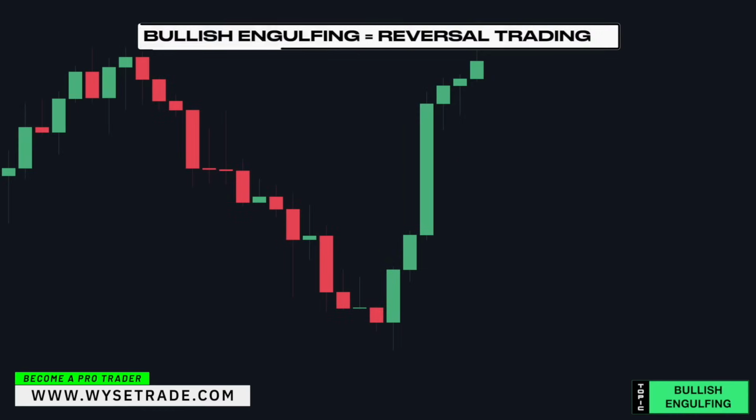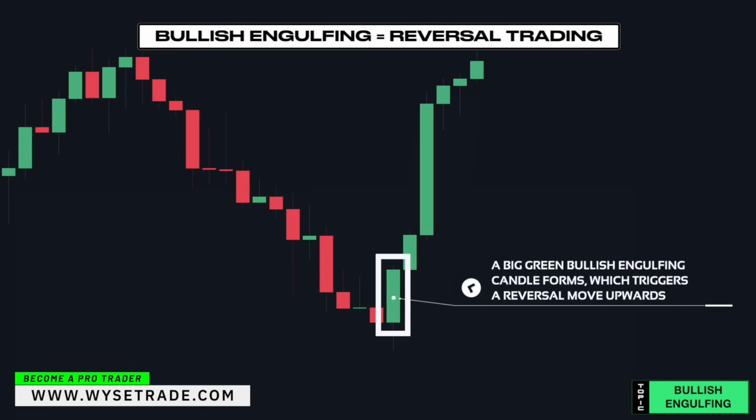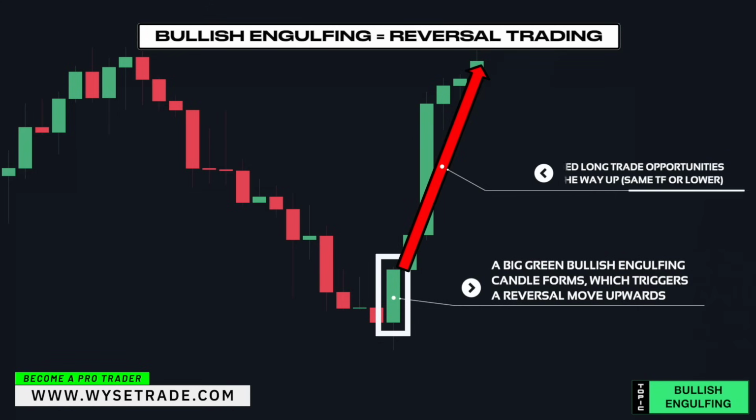You can use the bullish engulfing candle to trade reversals. You have a moving downtrend. A big green, bullish engulfing candle forms, which triggers a reversal upwards and presented long trade opportunities along the way up.